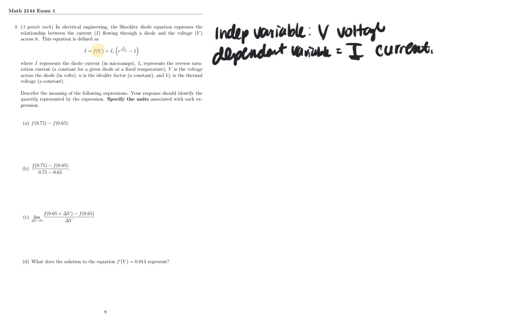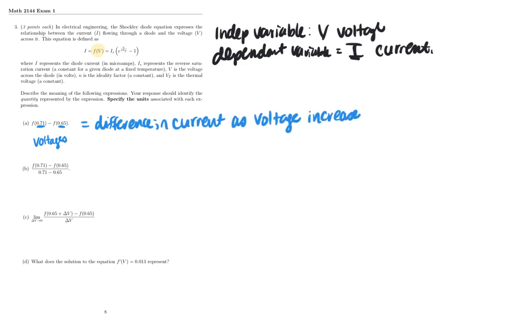Okay, and so if I did f of 0.71 minus f of 0.65, I know that these inputs here are voltage. So I can say this is going to be the difference in the current as the voltage increases from 0.65 volts to 0.71 volts. So that's just telling me the difference in current.